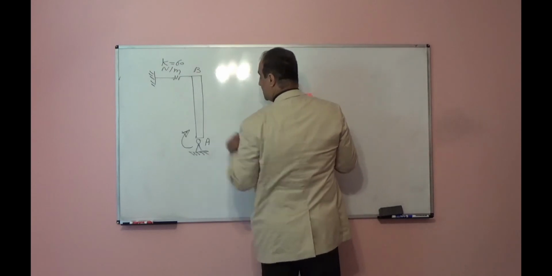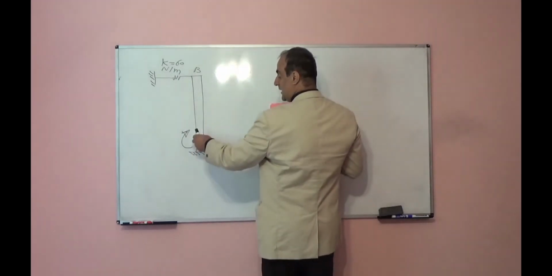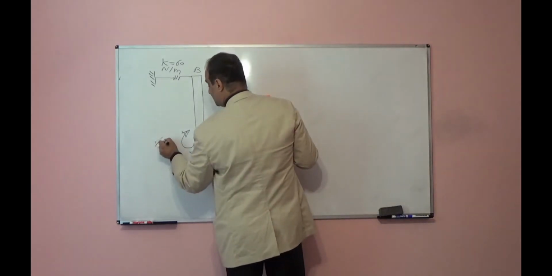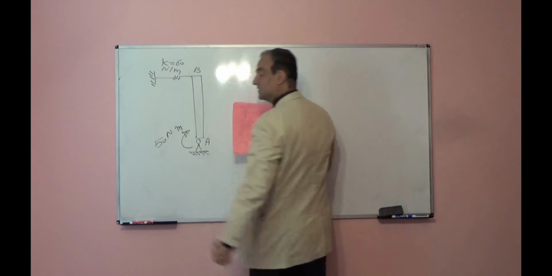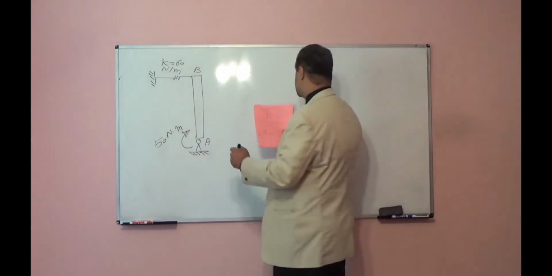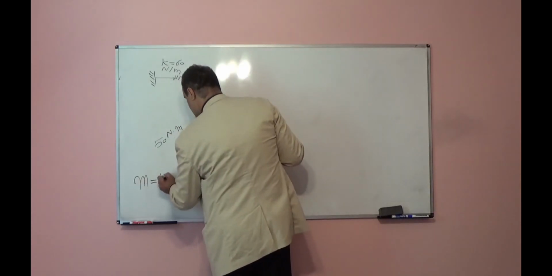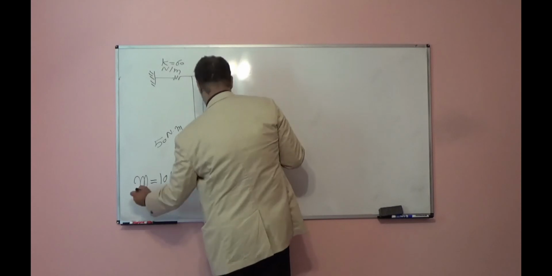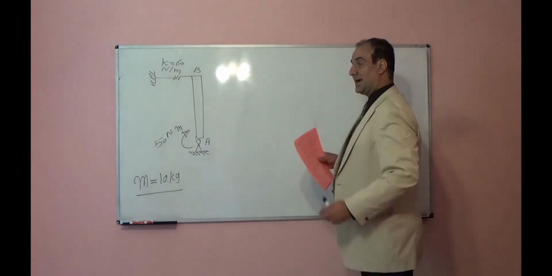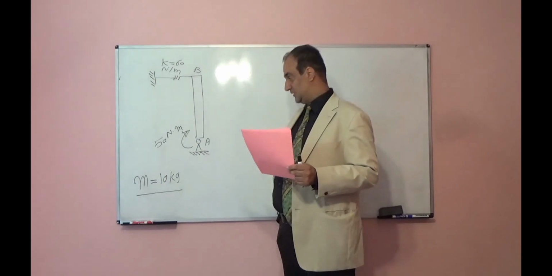Then I apply a moment at point A. For example, I take point A and I rotate and I apply a moment of 50 Newton meter. The mass of this rod is 10 kilogram. After I apply this moment, I want to find the theta for equilibrium.